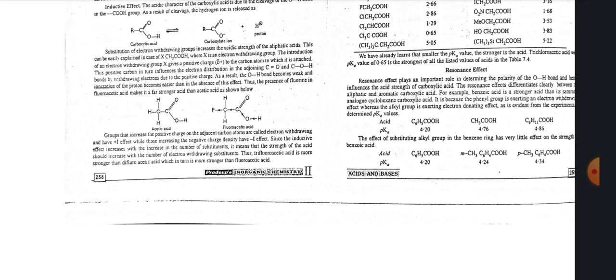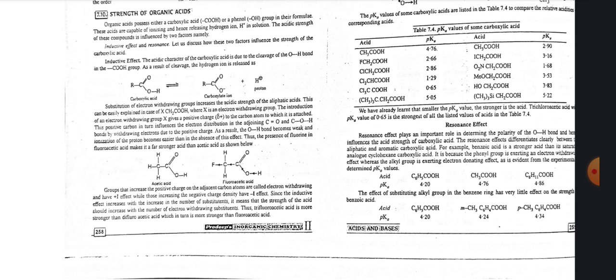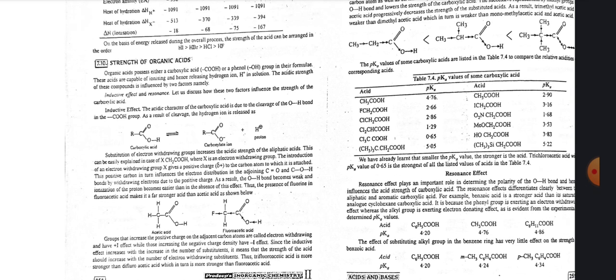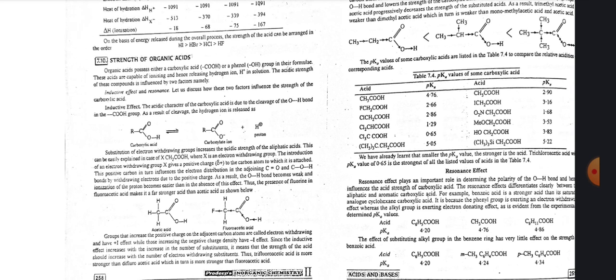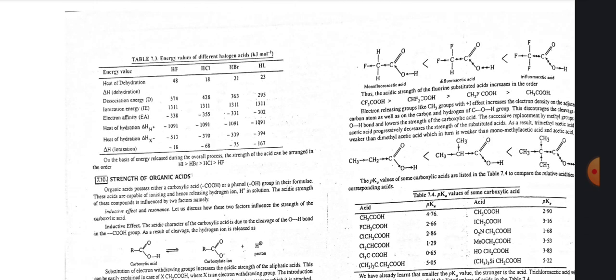Groups that increase the positive charge on the adjacent carbon atom are called electron withdrawing and have a positive I effect, while those increasing the negative charge density have a negative I effect. Since the inductive effect increases with the increase in the number of substituents, the strength of the acid should increase with the number of electron withdrawing substituents. Thus, trifluoroacetic acid is stronger than difluoroacetic acid, which in turn is stronger than fluoroacetic acid.